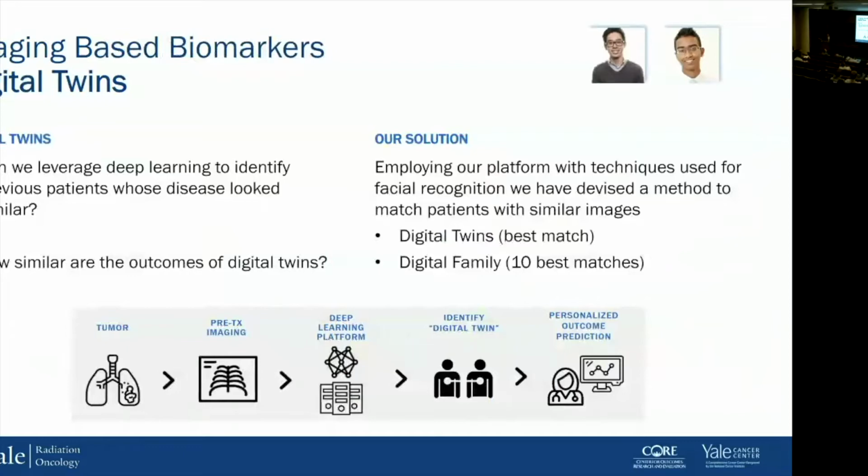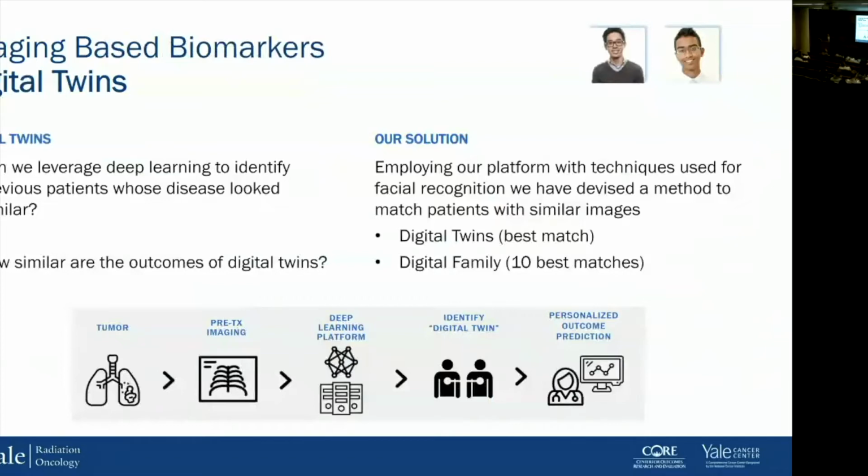And so similarly, we employed our deep learning platform with the techniques that are oftentimes used for facial recognition software to find patients that are similar. And so we have two things. One is digital twins, which is the best match among our cohort. And second is a digital family, which is an average of the 10 similar to you.